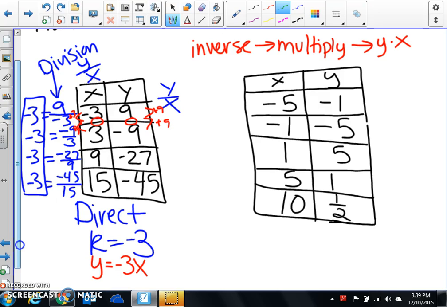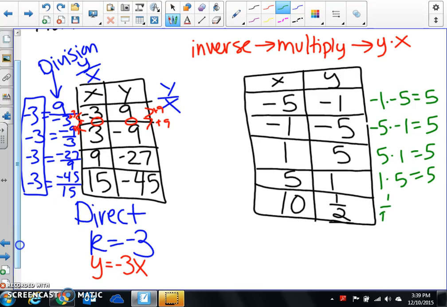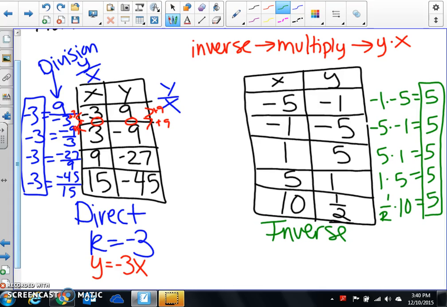Okay, now I'm going to go through and see if it's an inverse, which means I multiply y and x. So negative 1 times negative 5 is a positive 5. Negative 5 times negative 1 is a positive 5. 5 times 1 is 5. 1 times 5 is 5. And 1/2 times 10 is 5. These are all the same. Therefore, since I multiplied, this is an inverse variation. My k is 5, and that would make my equation y equals k over x, so 5 over x.